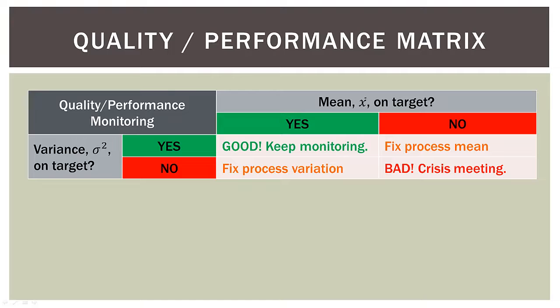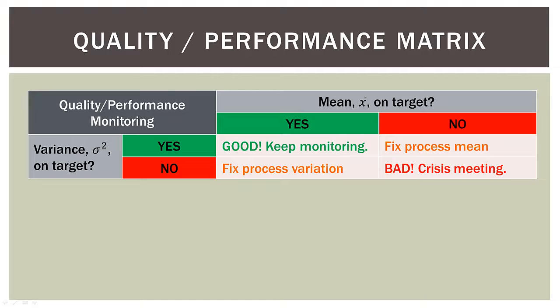Now let's look at the case where our mean is on target, so that's good, yes, but our variance is off target. So in that case, we would fix the process variation. So the mean is in the correct place, but the variance is way off. Usually it's way too high, so the distribution is too wide. We have too many products that are being produced out of our specification.